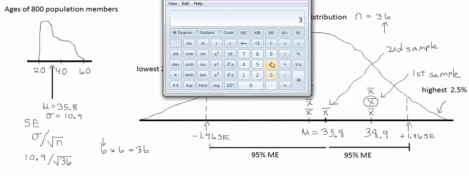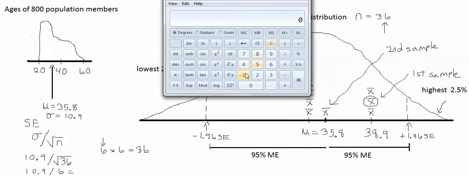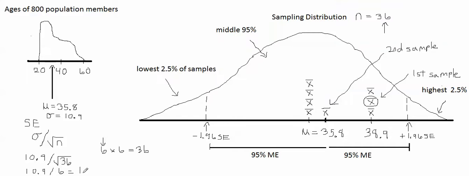So the square root of 36 is 6, which means that I just have to divide 10.9 by 6. Because like I said, this came out to 6. I'll do that with my calculator. 10.9 divided by 6 is 1.8, roughly. That's my standard error. So it turns out that the standard deviation of all of the sample means under this curve is 1.8. Because like I said, the standard error is just the standard deviation of all sample means inside the sampling distribution.